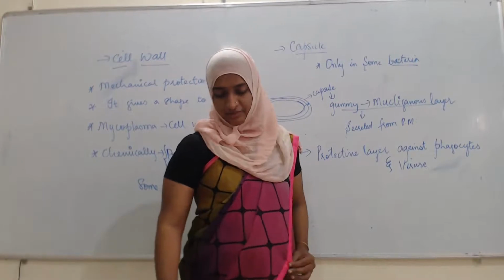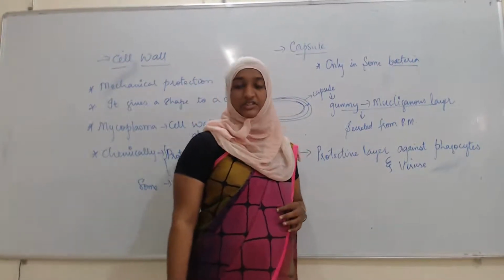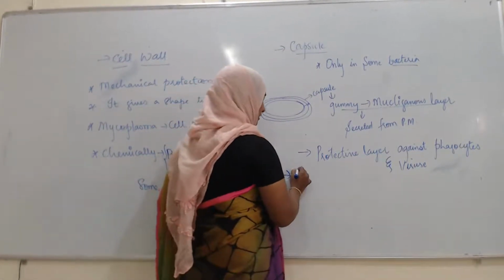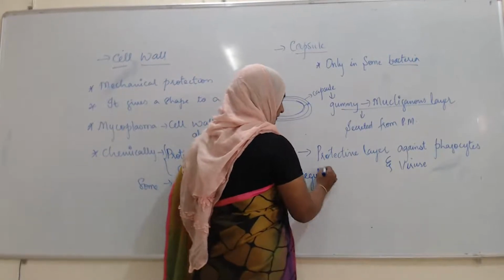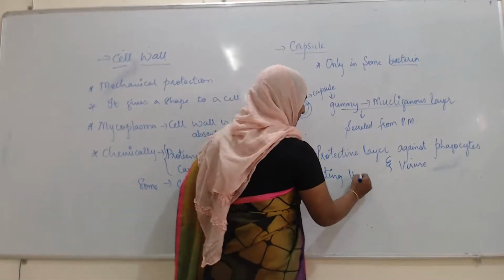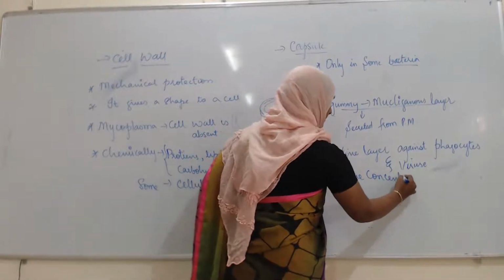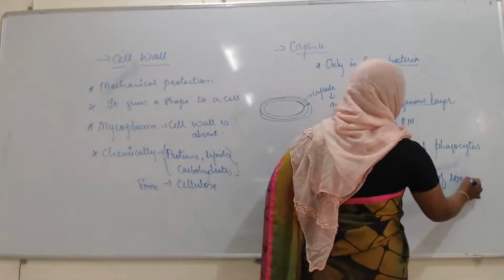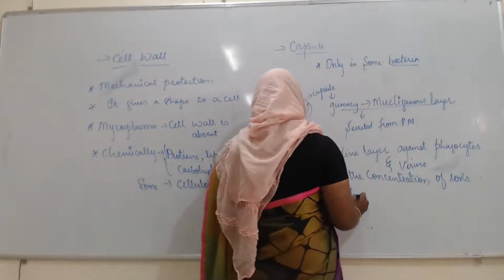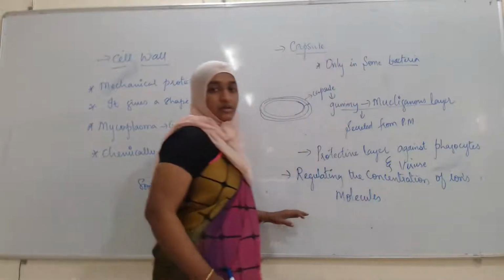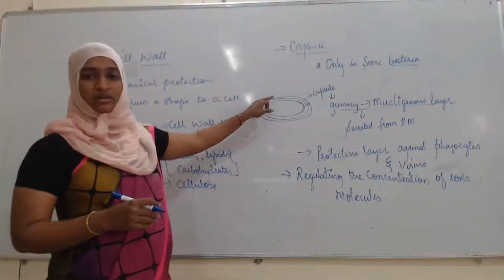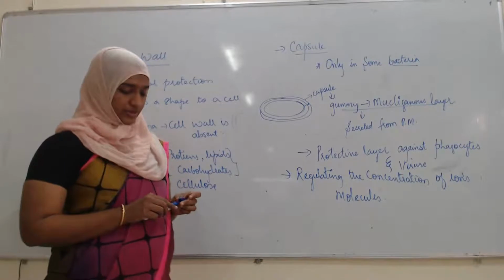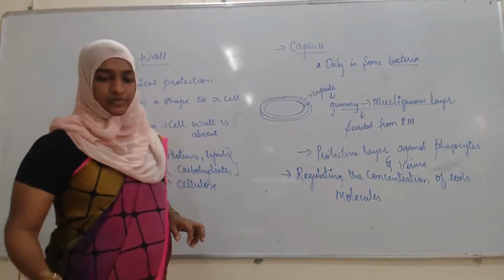The next thing, it also helps in regulating the concentration of ions and some other molecules. So this is about the capsule. First the plasma membrane, second the cell wall, and third the capsule. Next we will go for the next cell organelle, that is the cytoplasm.